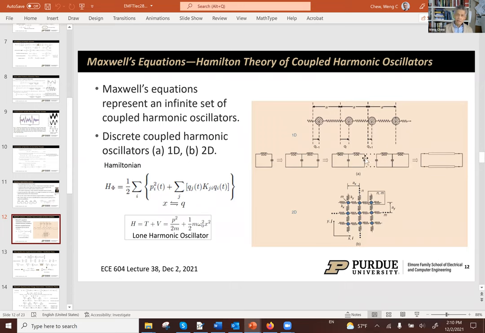So if you think of Maxwell's equations as a set of coupled harmonic oscillators, we would want to be able to do this using Hamiltonian theory. We would like to be able to derive Maxwell's equations from Hamiltonian theory, just like what we have done. We start with the lone harmonic oscillator and derive the equation of motion for a lone oscillator. And if we have a set of coupled harmonic oscillators, then the positions and the momenta, this is a momentum, this is a position, we should indicate them with different indices for different oscillators in space. And the general way to write down the Hamiltonian for a set of coupled harmonic oscillators is given by this, where it has been notated by many, many momenta and many, many positions, and the positions are coupling them together.